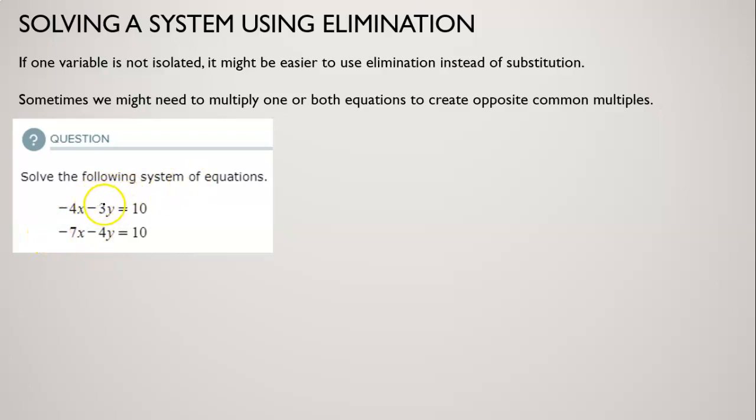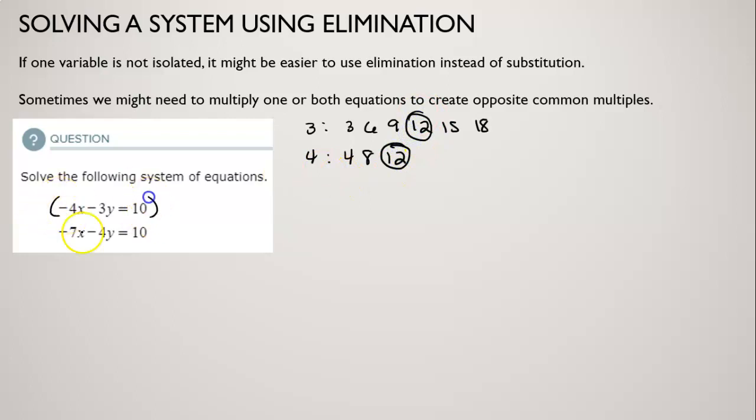So I would probably focus on the y's. What I've got are 3 and 4, so I want a common multiple for 3 and 4. I'm not going to worry about the signs right now. So that's 3, 6, 9, 12, 15, 18, and so on. 4, 8, 12, ding, ding, ding. There we go. Our common multiple is 12.